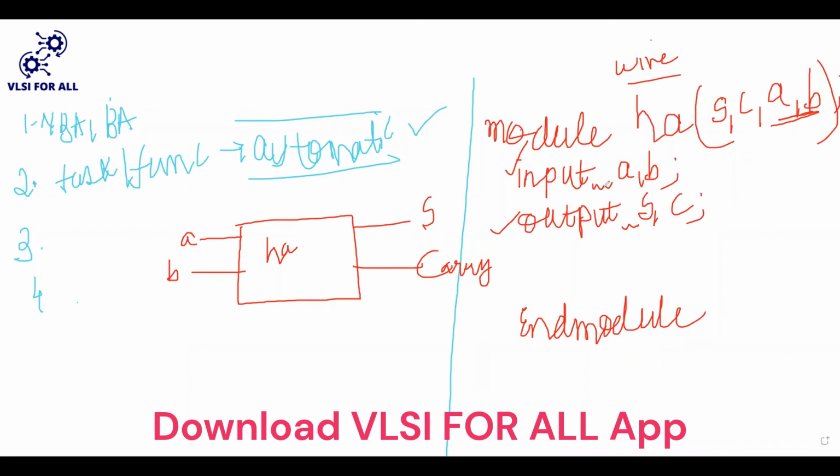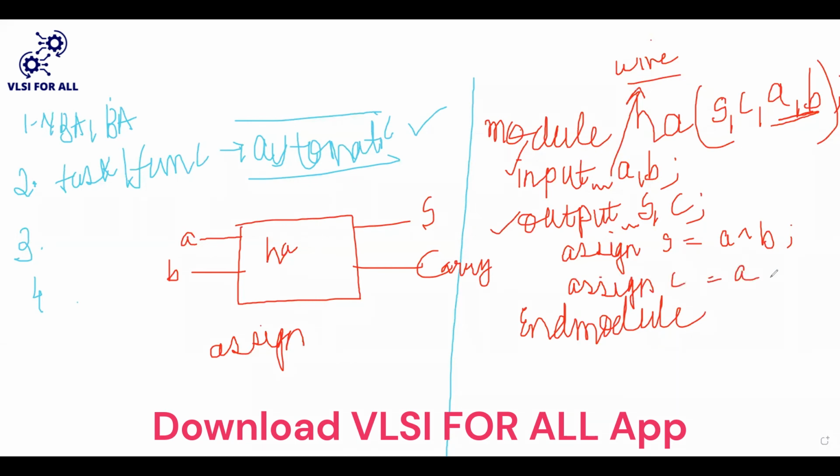Here implicitly we are going to consider this one as a wire. As these are wires, we have already seen that we need to use the assign statements. So I'm going to use assign. What will be the sum here? We already know that it's nothing but A XOR B. And what will be the carry here? The carry is nothing but A AND B.